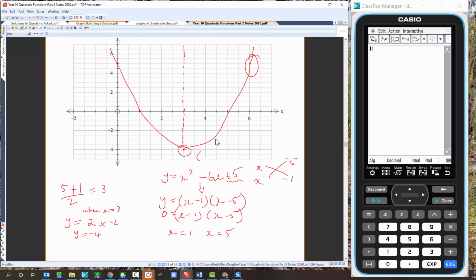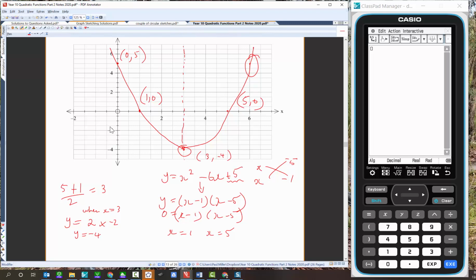All right, let's label all key features. So we've got 3, negative 4, which is the turning point. We've got x-intercepts 1 and 5, and the y-intercept: when x is equal to 0, y is 5. Right, so that's a full sketch there.